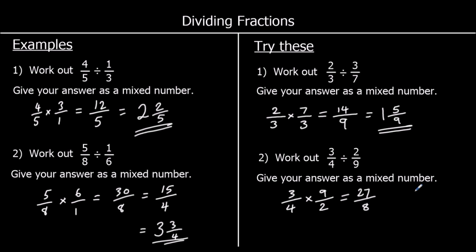And we need to give our answer as a mixed number. So how many 8s go into 27? 3 8s make 24. So we're going to have 3 whole ones. And from 24 to 27 is 3. So 24 plus 3 makes 27. So we've got 3 whole ones and 3 8ths.